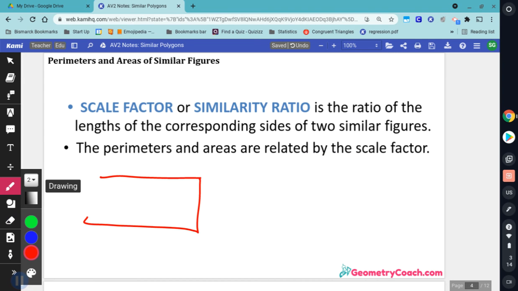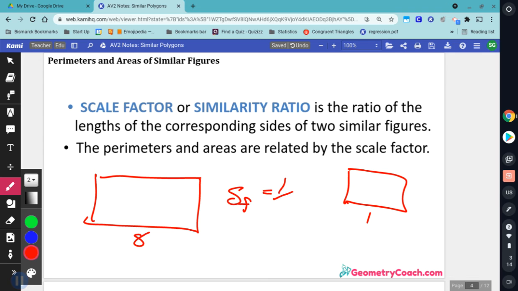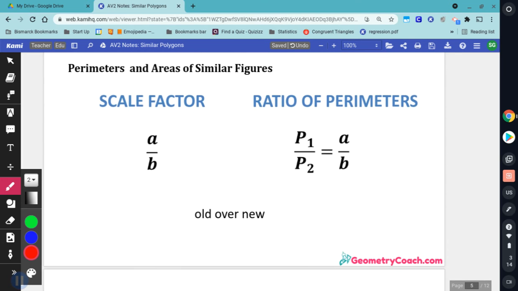If it's a reduction, like this one, the scale factor is going to be less than 1. So here the scale factor is going to be 1/8. 8 first shape times 1/8 equals 1. First shape times scale factor equals second shape. Okay, just a reminder here, it's old over new.